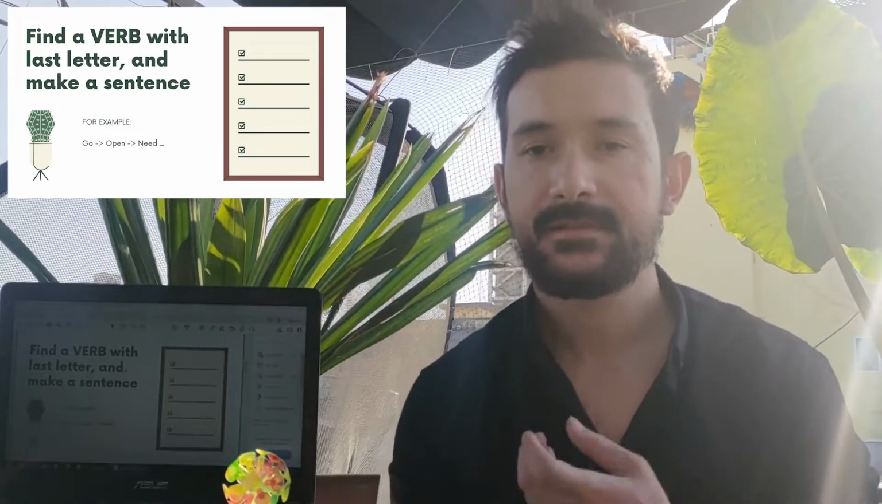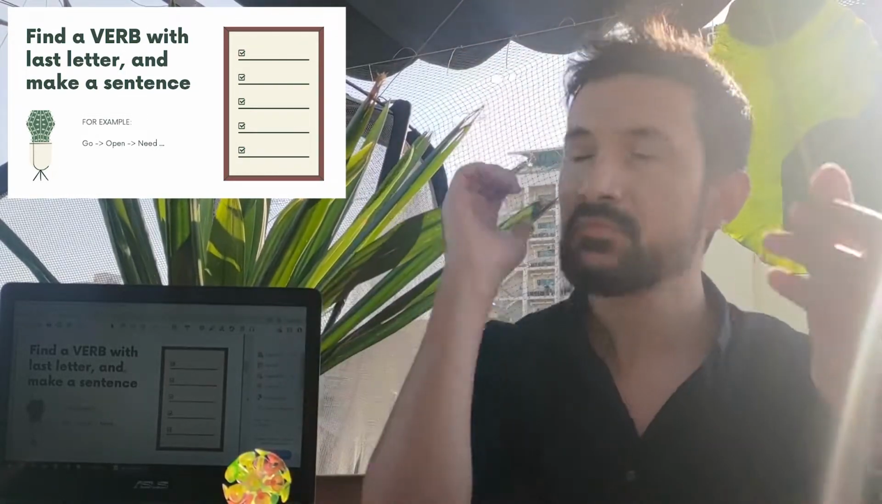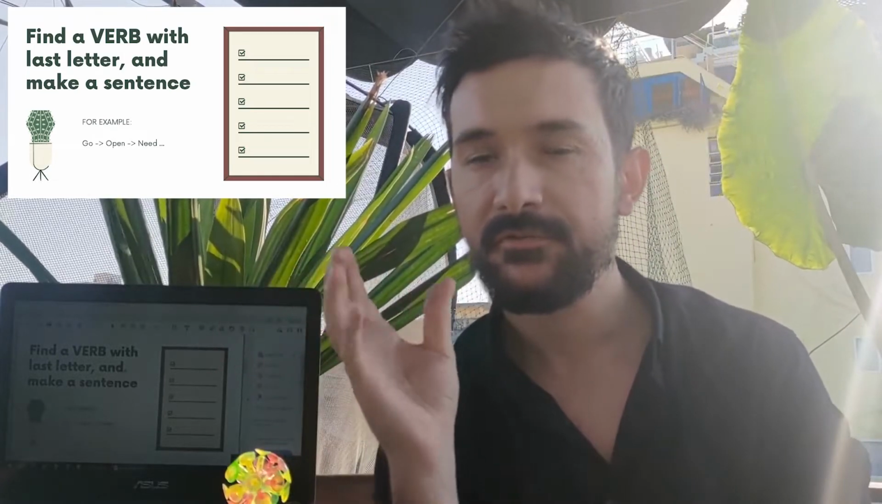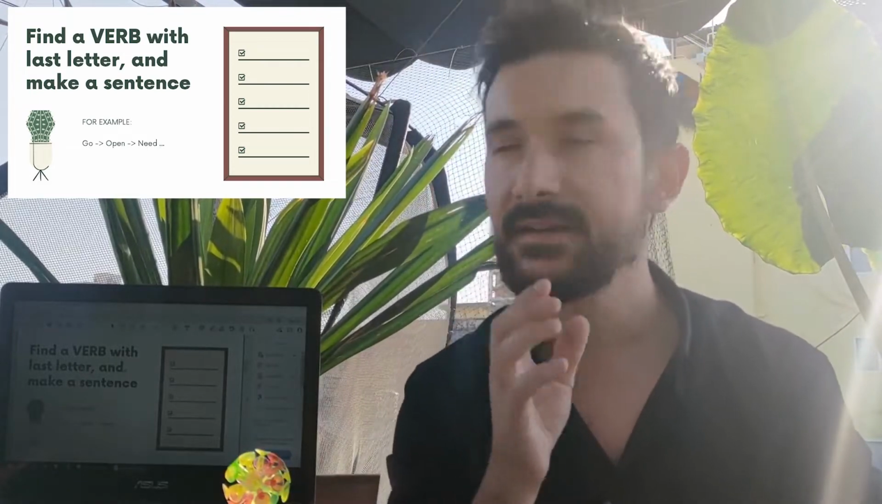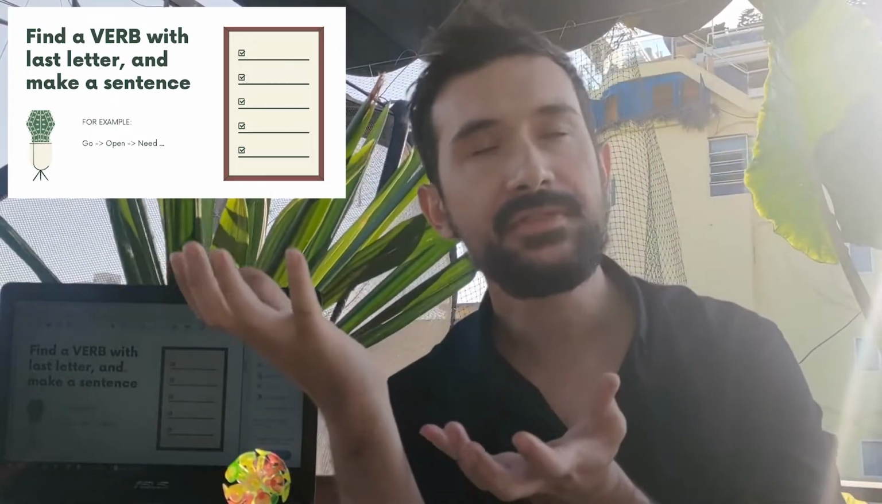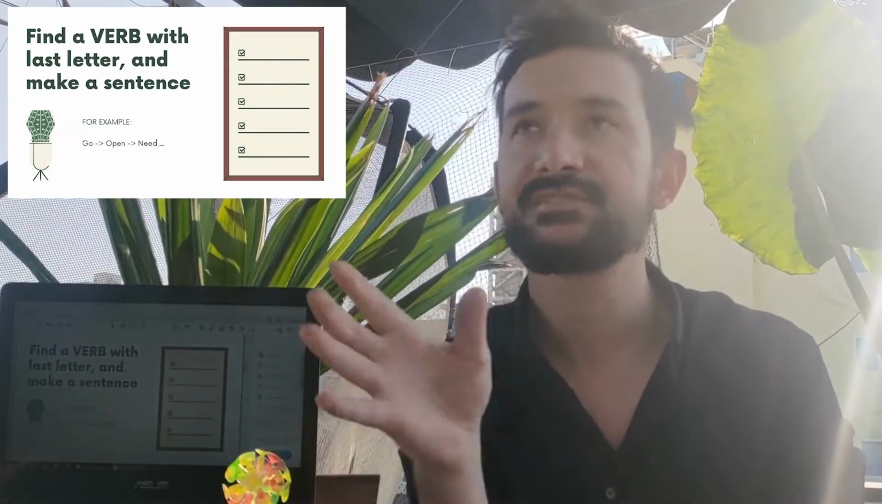So there are verbs, right? Like, tell me some verbs you know. Yes, go, okay. Eat, okay. And what else? Yes, drink, very good. And now we will play a game. We will find another verb with the last letter. For example, go ends with what? Oh, yes, very good. So we can find open, okay, and open ends with what? N, very good. So let's find another verb with N. Yes. Need, yes, very good.